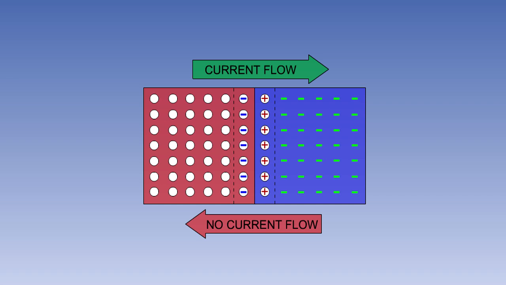The junction diode then acts as a rectifier, allowing current to flow through it in one direction only. As a reminder, here is the electrical symbol for a diode rectifier.